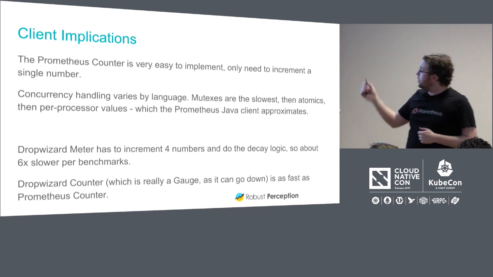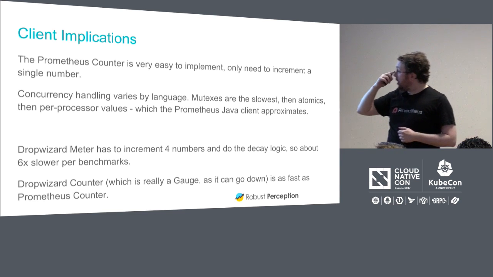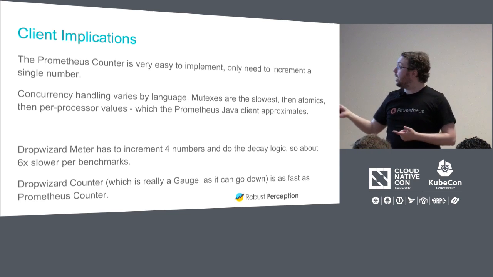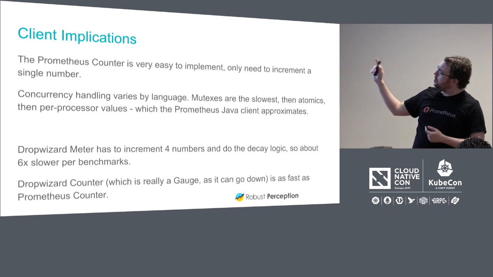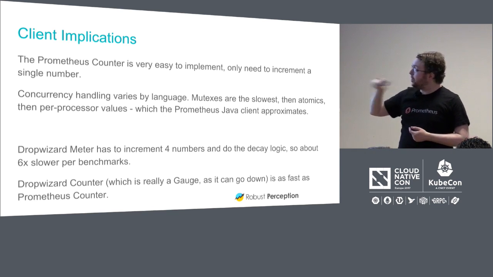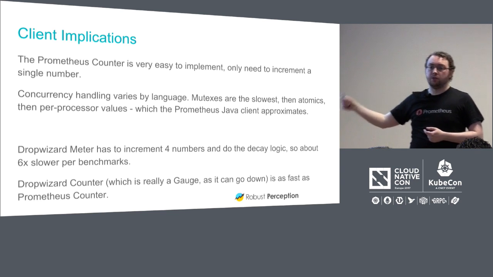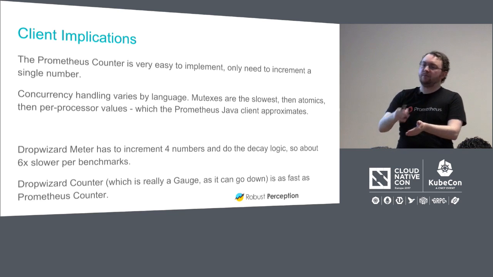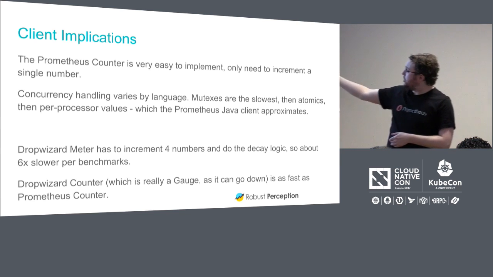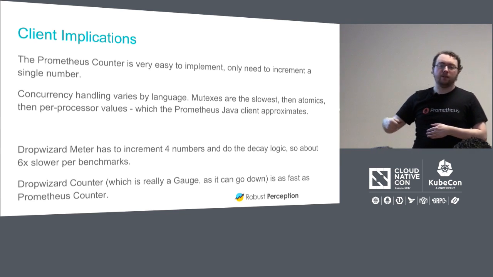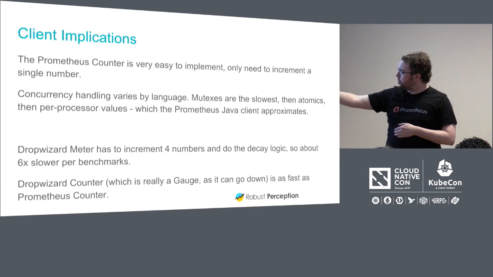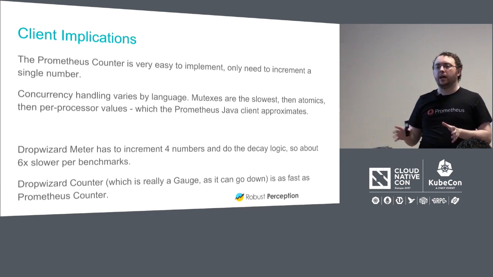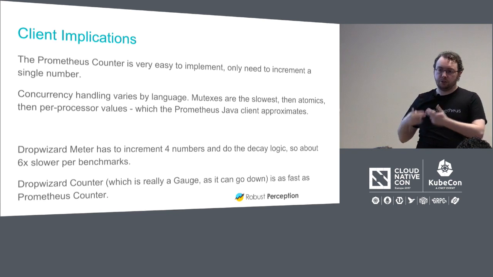Yeah. So by comparison, if you look at how the Dropwizard meter works, it has to increment 4 numbers. So that's actually using atomics or the same double adder we have in the Java client. Anyway, the increment is quite efficient, but there's 4 of them because it has to do the total, and it's got the 1 minute, 5 minute, and 15 minute. And it also has to do the decay logic as well every 5 seconds. So it works out, the Dropwizard meter, if you do the benchmarks, it's about 6 times slower than a Prometheus counter, just to do your instrumentation.